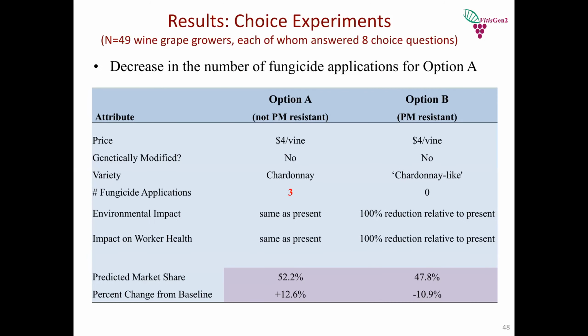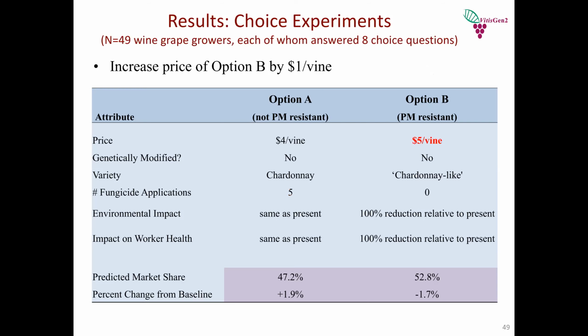And then we varied the number of fungicide applications. If you had a variety that was not powdery mildew resistant, but you were able to get away with fewer sprays per year, either because of the climate or because of the powdery mildew pressure that year, the growers would prefer to plant a non-powdery mildew resistant variety. So you see a change in market share by about 12%.